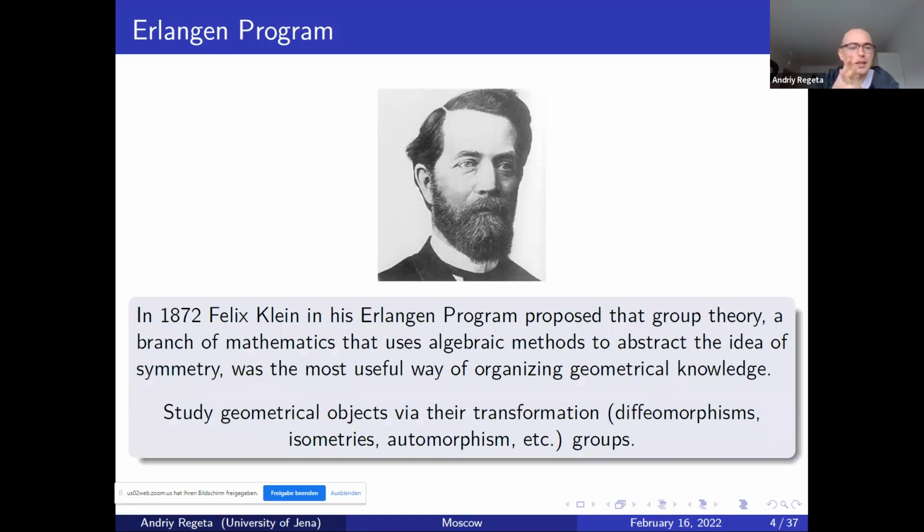So this guy in 1872 proposed that group theory, a branch of mathematics that uses algebraic methods to abstract the idea of symmetry, was the most useful way of organizing geometrical knowledge. One can translate his words into modern language as: study geometrical objects via their transformation groups. Of course, it depends on the object. You can take as the transformations diffeomorphisms, isometries, automorphisms, variational transformations, and so on.